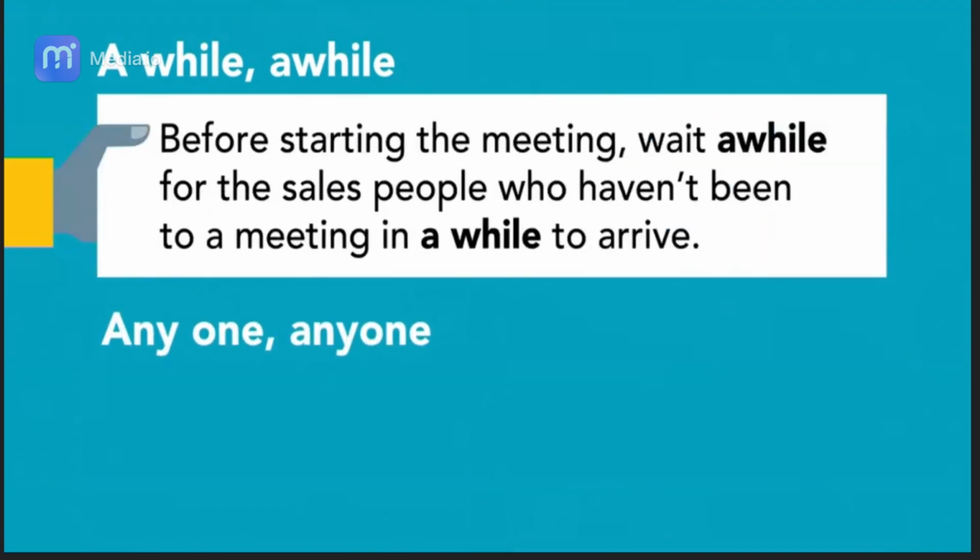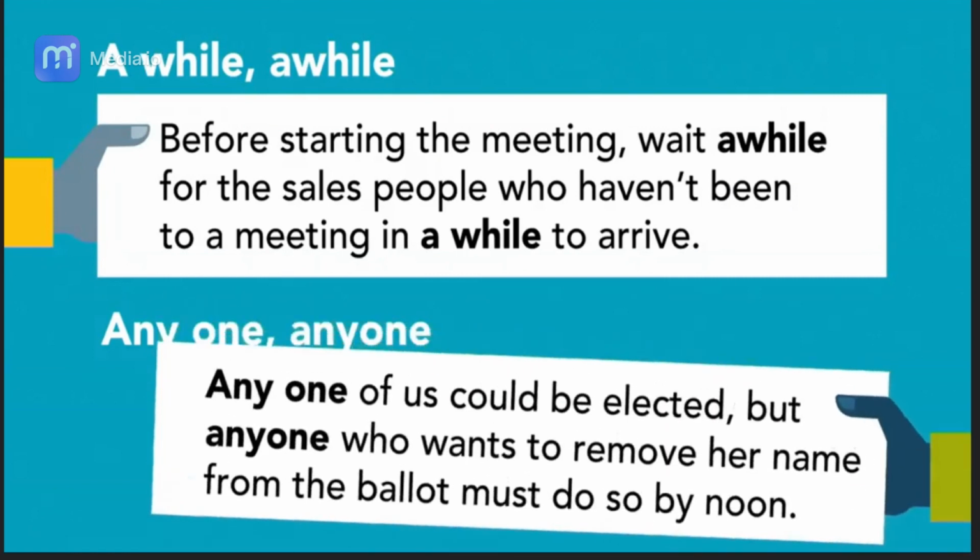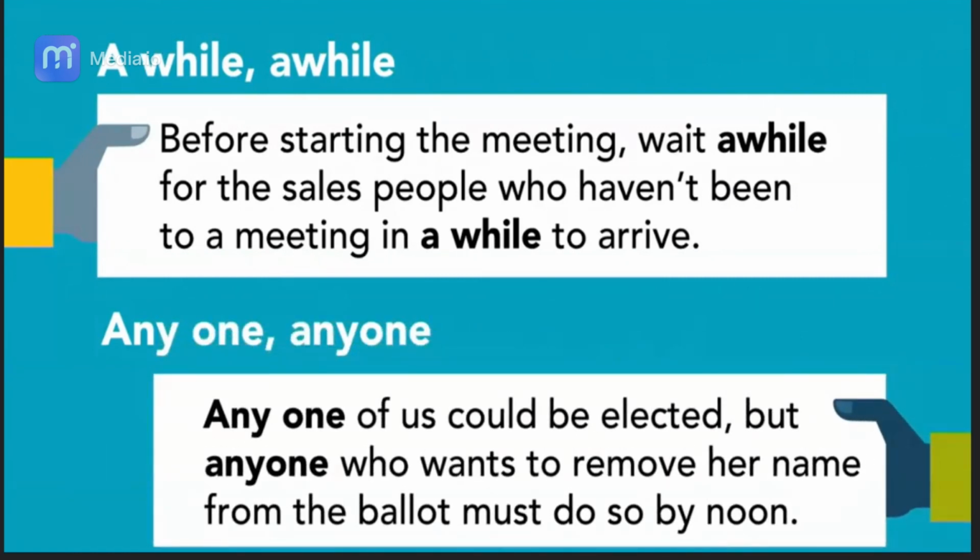Every day we will check the reports. Inserting single is also a good way to check every day and everyday. Everyday, the one-word version, is an adjective. Checking the report is an everyday occurrence. Other words in this category are a while and awhile, and any one and anyone. Before starting the meeting, wait a while for the salespeople who haven't been to a meeting in a while to arrive. Any one of us could be elected, but anyone who wants to remove her name from the ballot must do so by noon. Do you hear and see the difference?